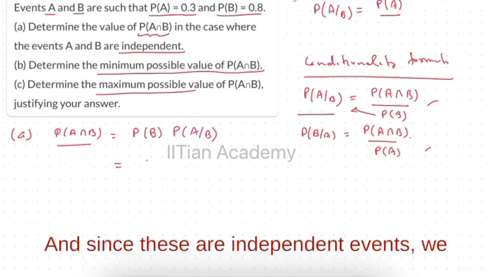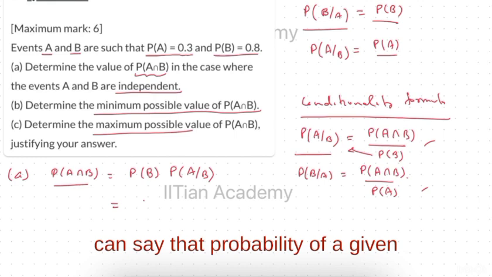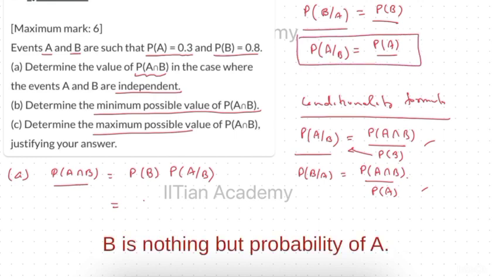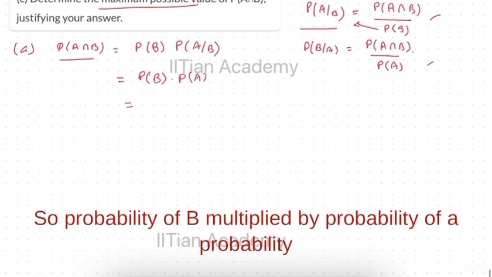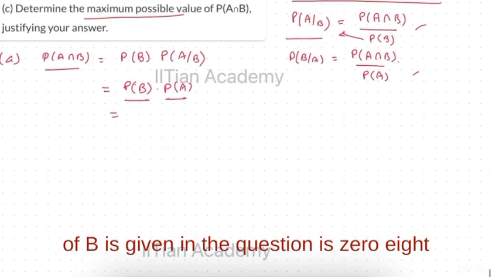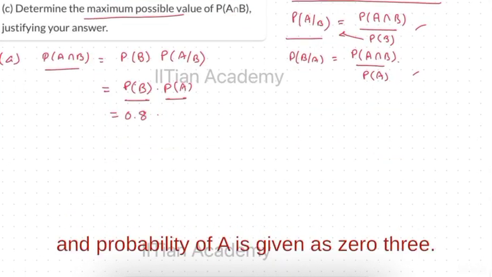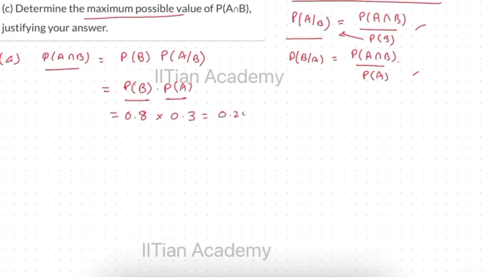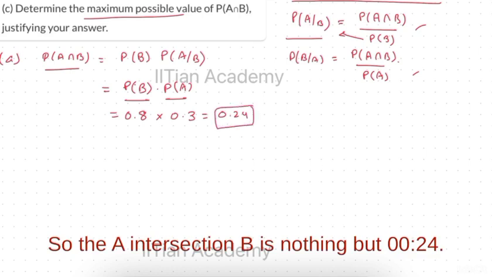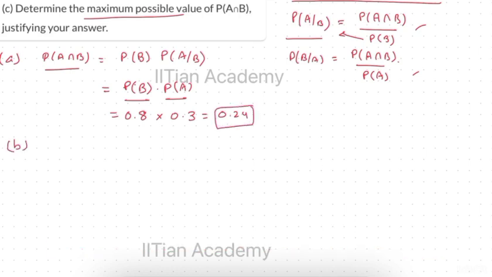Since these are independent events, the probability of A given B is nothing but the probability of A. Then this will be the probability of B into the probability of A. Now the probability of B is given in the question as 0.8, and the probability of A is given as 0.3. On multiplying we get 0.24. So the probability of A intersection B is 0.24.